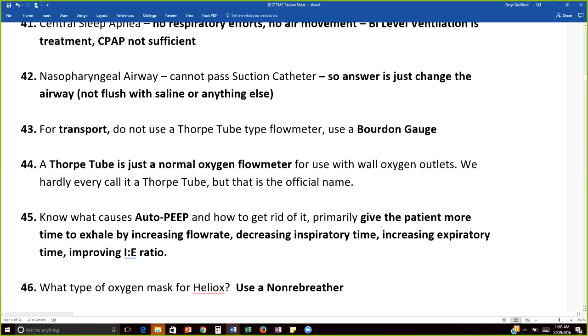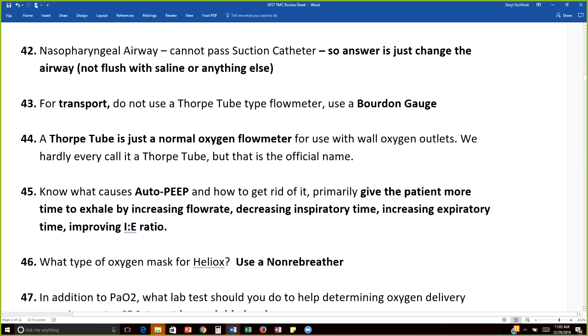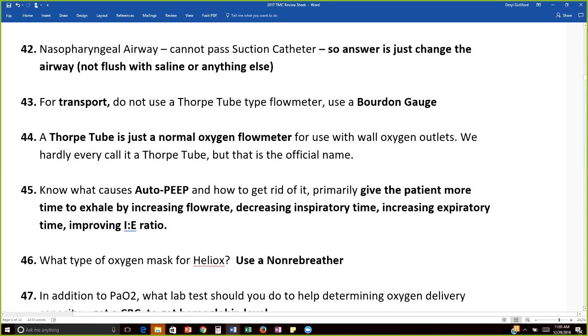Nasopharyngeal airway, if anytime you have a problem with a nasopharyngeal airway, just change it. There's no difficulty in changing a nasopharyngeal airway. So just swap it out.